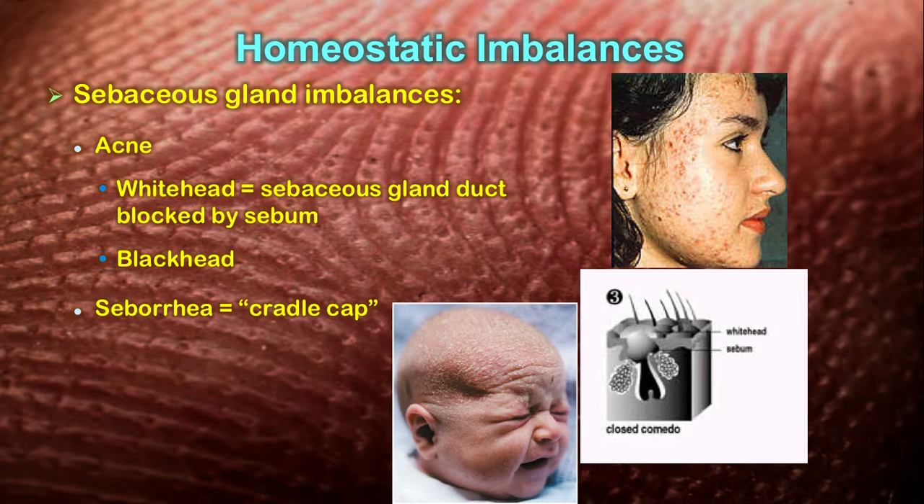Homeostatic imbalances. We are going to see these types of slides show up a lot at the end of our sections. But homeostatic imbalances are talking about things that can go wrong with the system we just talked about. Okay? So homeostatic imbalances with sebaceous glands. Acne. We already kind of talked about that: the sebum, that oily substance, gets stuck at the top of the sebaceous gland and closes it up.